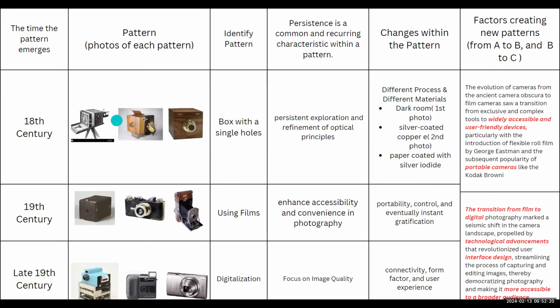Each of them uses a different process and different material. Different process means how to take the photo and how to make the thing. In this one, they used a dark room for the first photo. It's only a dark room and only a single hole. There's nothing else. When the light passes through it, we can see the picture.